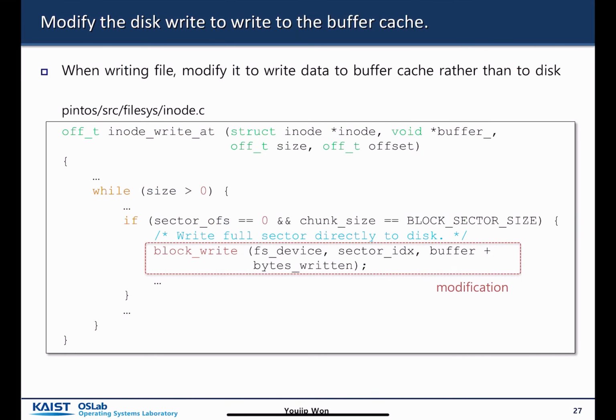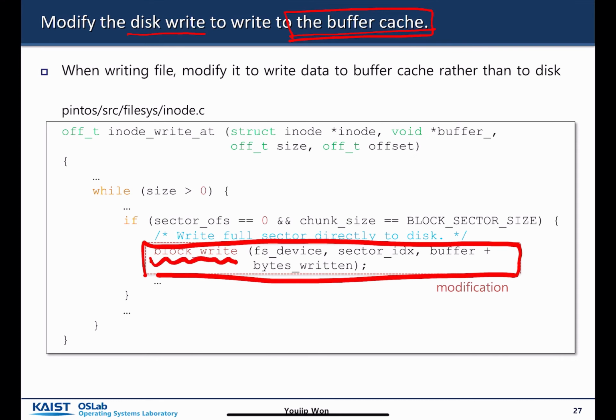So in modifying the write, you have to modify disk write to write to the buffer cache. Okay. When writing a file, modify it to write the data to the buffer cache rather than to the disk. This is what you're supposed to do, and you are supposed to modify this part, block write. Okay, so that's going to be easy. So you're done. Good.